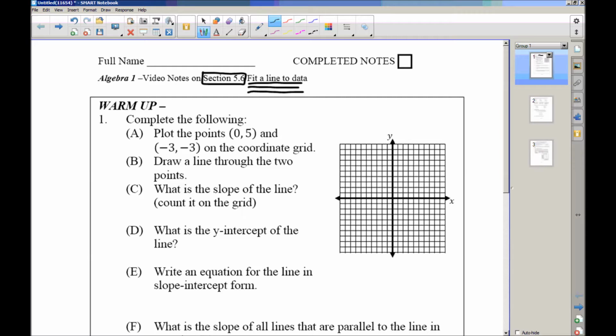All right, so number 1, part A. Plot the points (0, 5) and (-3, -3) on the coordinate grid. So (0, 5) is 0 left and right, and 5 up. 1, 2, 3, 4, 5. And (-3, -3) is 3 to the left and 3 down. Okay. Draw a line through the 2 points. Okay, so let's draw a line.